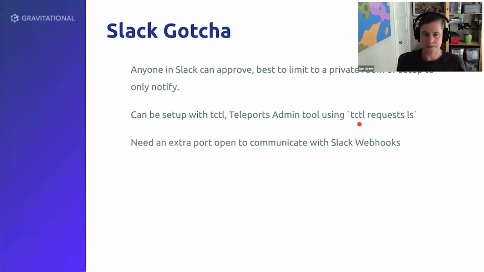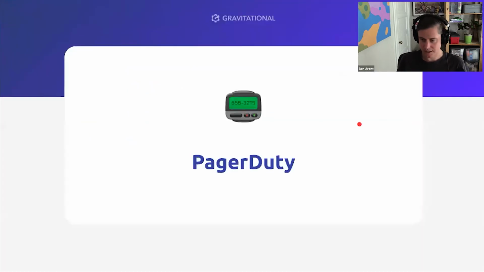There are a few gotchas. In this scenario, you saw there was a room. Anyone in that room can approve it, so we're best to limit it to a private room. If that's not strong enough for your team, you can also set it up to only notify a room. And then you can use tctl auth, which is a tool that you run on the admin server to approve requests. And you do also need an extra port for Slack.